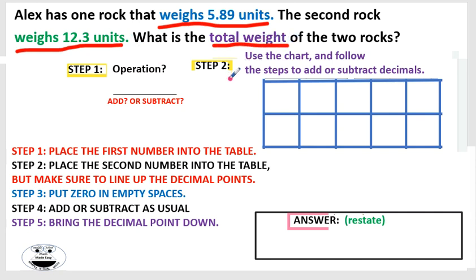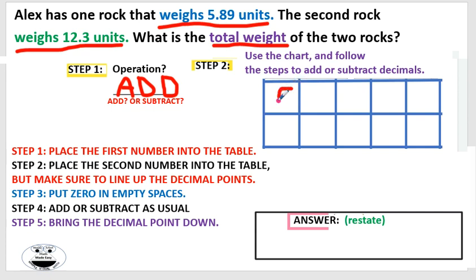So if they're asking for total, what we need to do is add. So step one, we have to decide the operation, and we know this is asking to add because it says total weight. So what we're going to do is use our chart to help us remember how to add decimals properly. And what we do is make sure to line up the decimals.